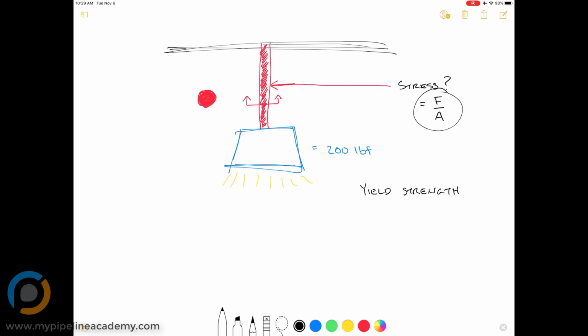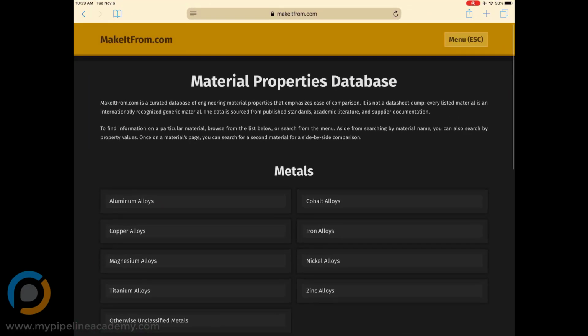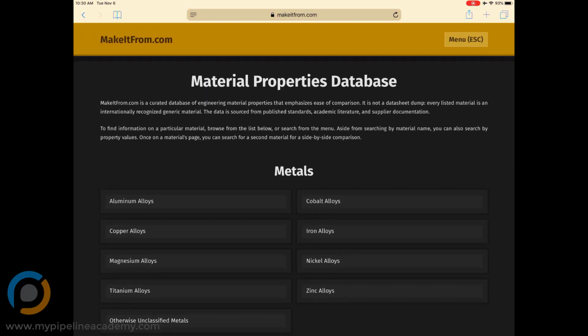Okay, so let's take a look at what the yield strength is of aluminum. And as you correctly pointed out, there are probably a lot of different types of aluminum. So here's a great website called makeitfrom.com. It's a material properties database. You can find so many different material properties in here. It's really very useful. There's a paid version of it as well, I think, that gives you even more. I've always just used the free version, and it's been sufficient.